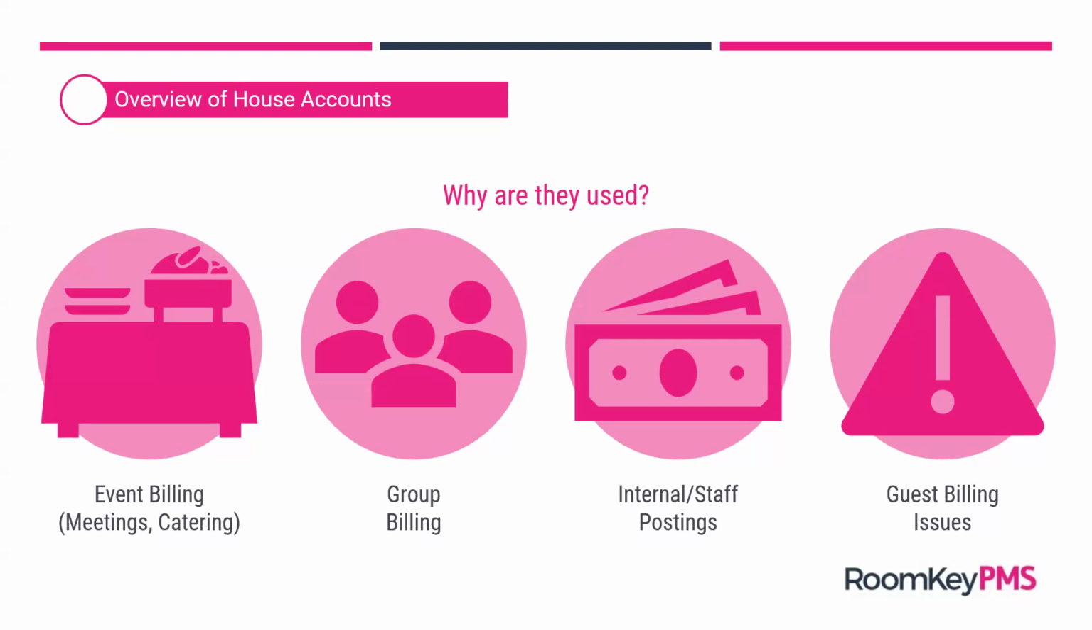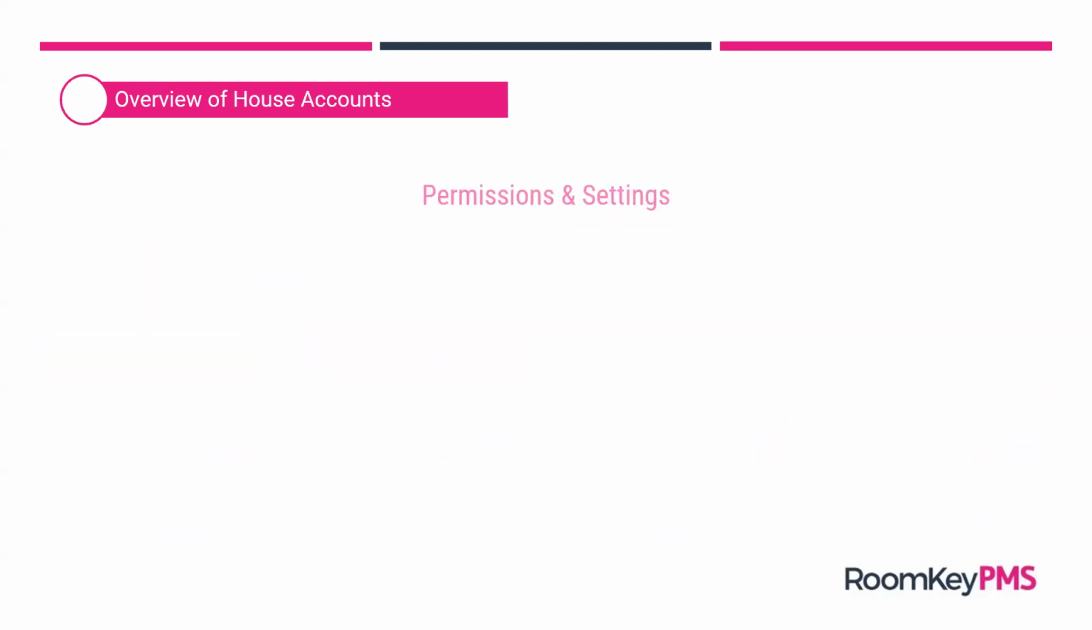And then lastly, we can also use this to resolve some guest billing issues. If you have a guest that's due out and they've got some issues with their billing, you need to release the room for housekeeping, we can use a house account in order to manage those billing issues, but still release the room for the housekeeping team to go ahead and clean for the next occupant. So we'll see examples of these different uses throughout today's presentation.